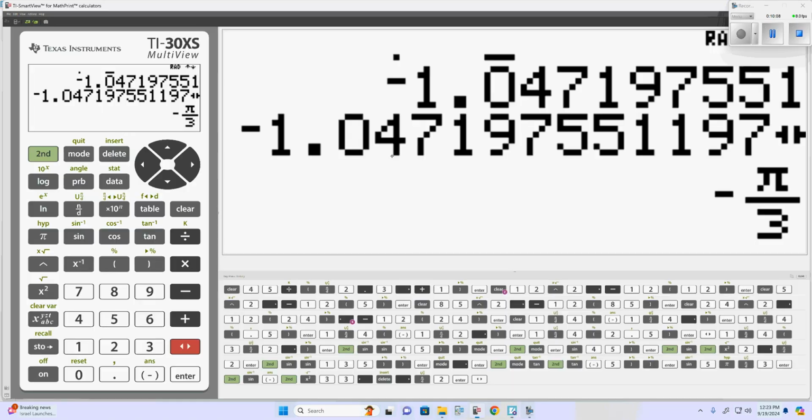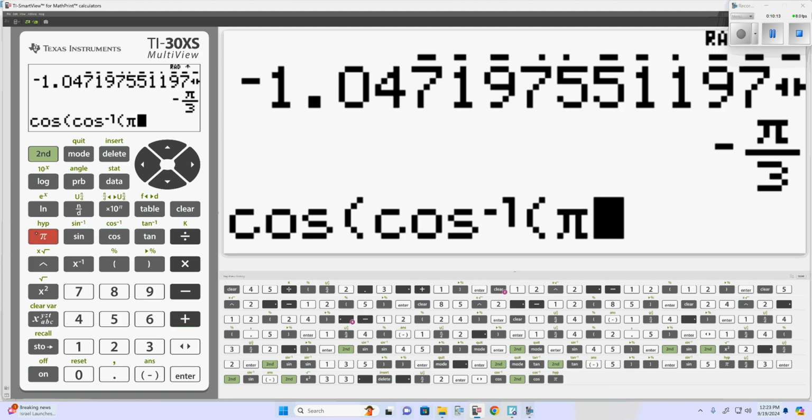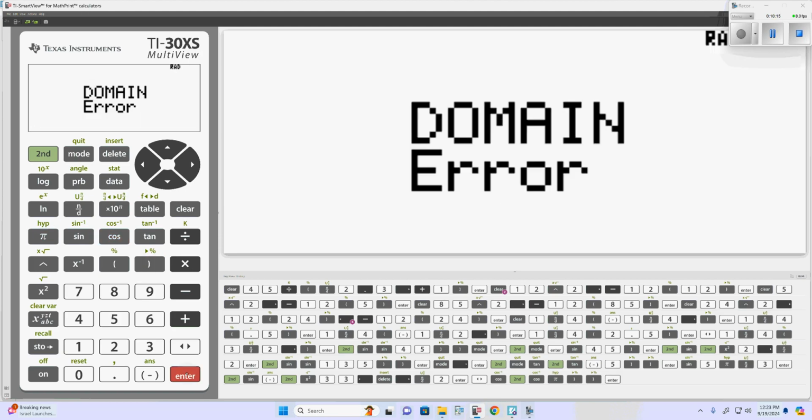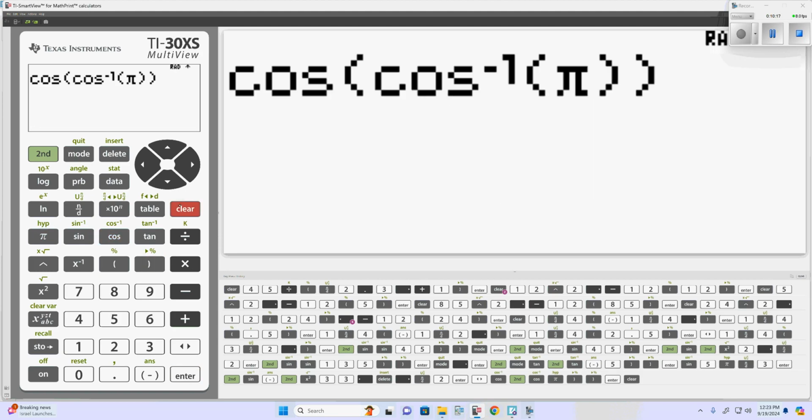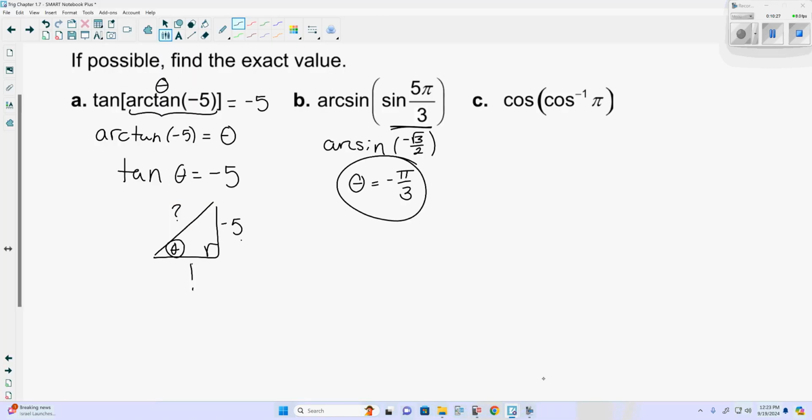Because even with the last one, cosine inverse of pi, domain error, doesn't work. There's a reason for it. But questions on A and B before we dig too far into C.